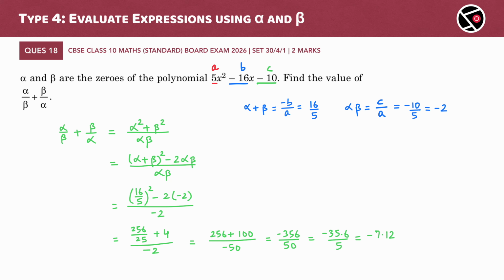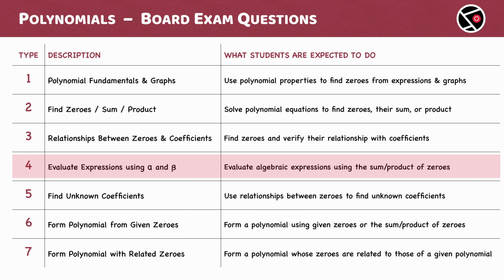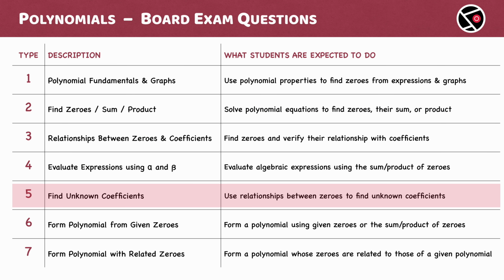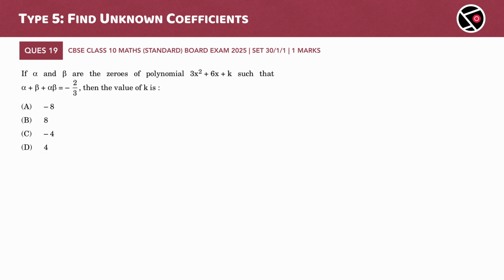This brings us to the end of type 4. Let's now move to type 5. In these questions, we use the relationship between the zeros and the coefficients to find the missing coefficients of a polynomial. So let's begin with our first type 5 question. This question looks complicated, but it's actually quite simple. Pause the video and give it a try. You have 30 seconds.